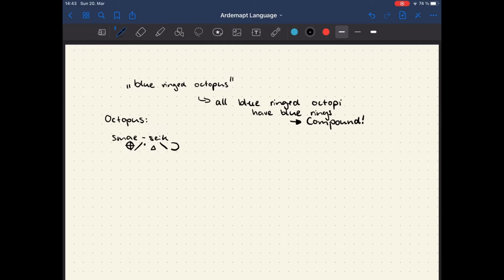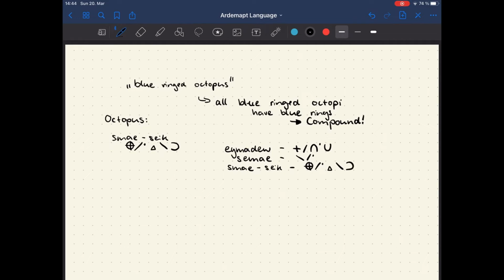So again, Ardemapt is very literal, so the easiest way to go about this is to take the word blue, which is eimadeu, which is in and of itself technically a compounded word, but one that has grown together. We're going to talk about that soon. And then semai, which means round, and then smarsake, 8 fish for octopus. And then you can just put all of those together in order, which would form eimadeu, semai, smarsake.